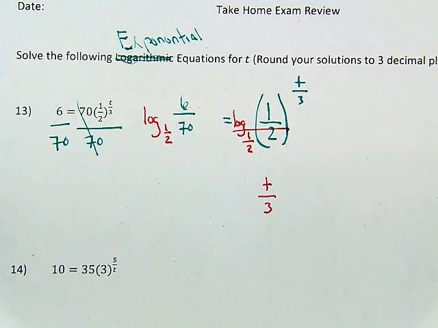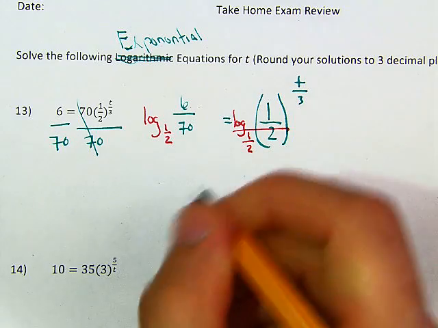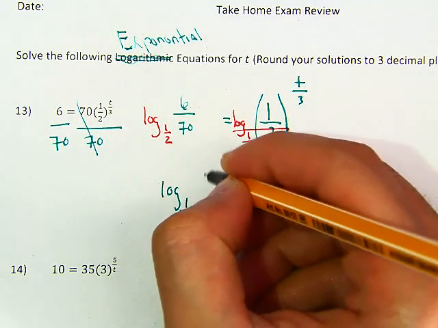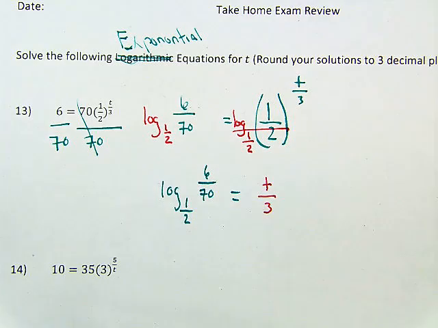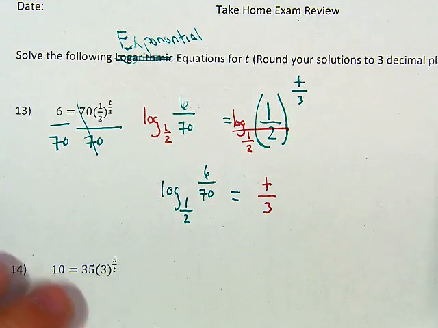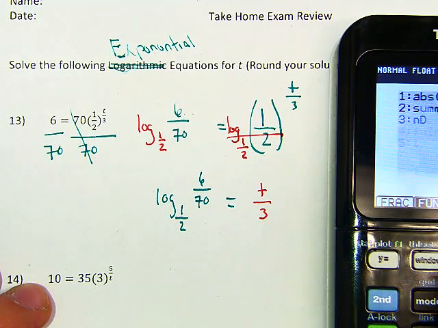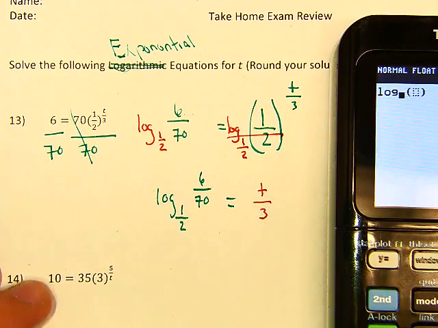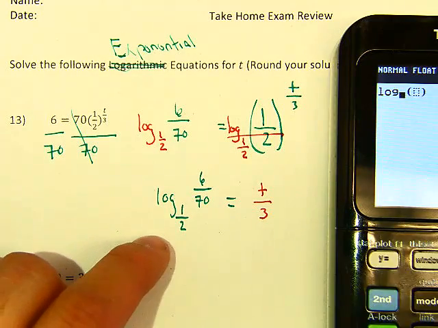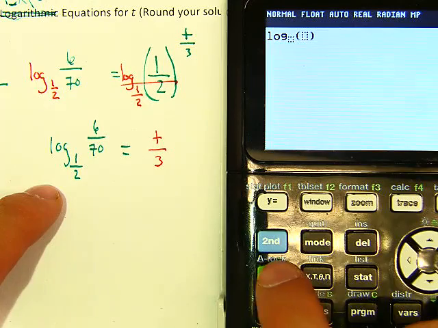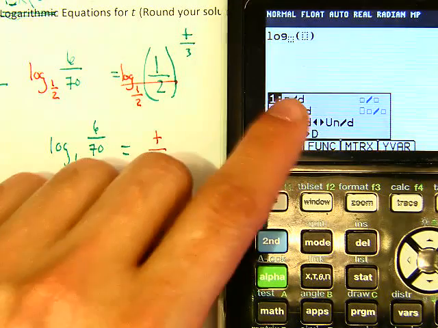And then what does this equal over here? Let's see. What is log base 1/2 of 6 over 70? I have no idea what that is, but the calculator does. So what we're going to do is go to alpha window, and then go to log base, and we're just going to put in these fractions over here. And how do you put in a fraction? All you need to do is hit alpha y equals, and hit n over d.